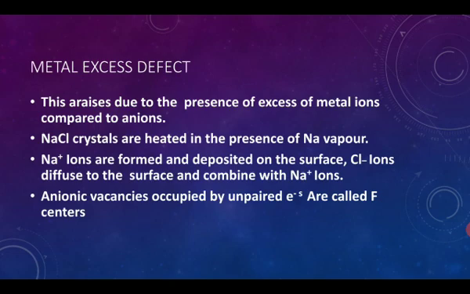The best example is when NaCl crystals are heated in the presence of sodium vapor. So already it is NaCl, we are heating in the presence of Na vapor, therefore Na+ ions are formed and deposited on the surface. Excess Na+ occupies. The Cl- ions diffuse to the surface and combine with the Na+ ions. These anionic vacancies are occupied by unpaired electrons which are known as F centers.